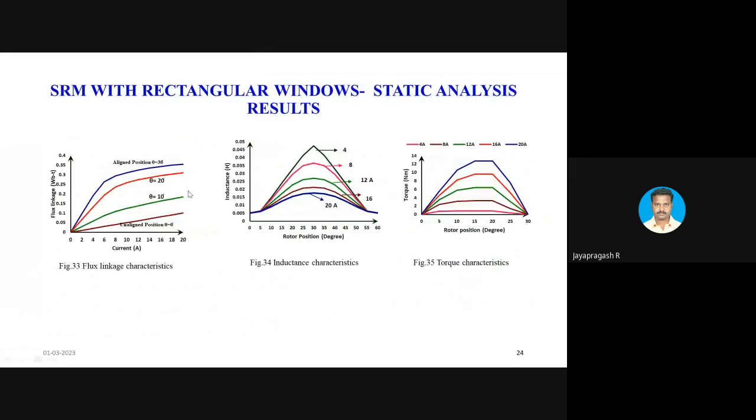After placing the windows, we again simulated the model in the Magnet environment. We obtained the flux linkage characteristics and inductance characteristics. When we pass the rated current of 20 ampere through the phase winding, we obtained a maximum torque of 12 Newton meter. This is the static characteristic. At the time of starting, according to our calculation, it needs 36 Newton meter.